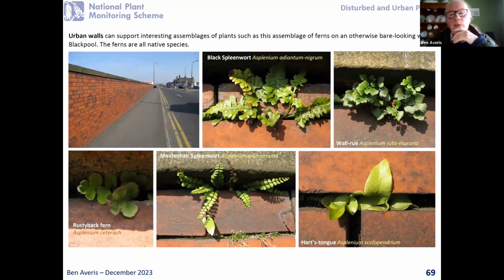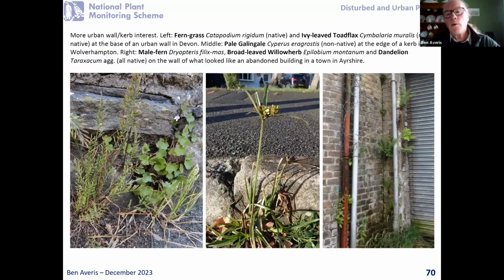So it was interesting to see a lot of that. And there were all these ferns growing just on an ordinary looking brick wall in the middle of Blackpool, native fern species. So a certain element of artificiality about that environment, but native flora doing quite well. And a mix of native and non-native things here in disturbed roadside urban places. Fern grass, that's not that common really. It's a nice thing to see.